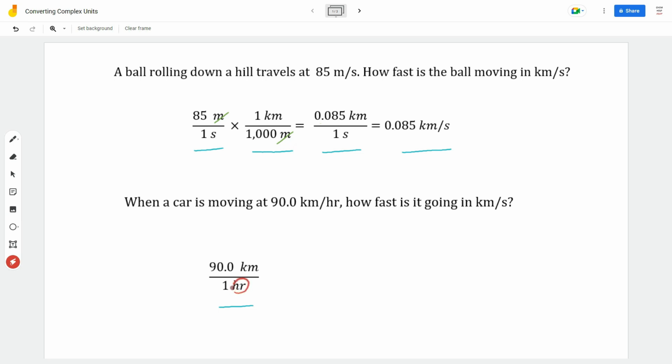So first I'm going to take this hour into minutes. Here is my conversion factor. Of course, there are 60 minutes in 1 hour. Now, the key thing here is you notice your hour is in the denominator.